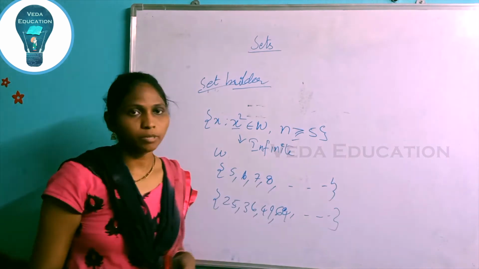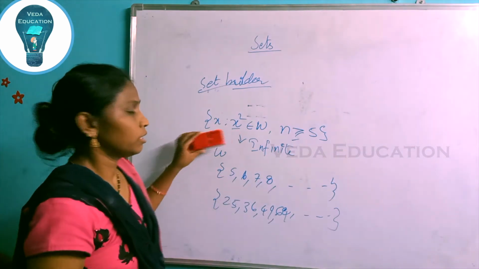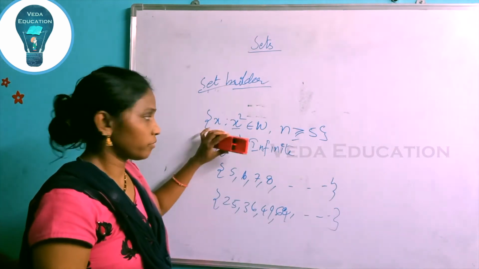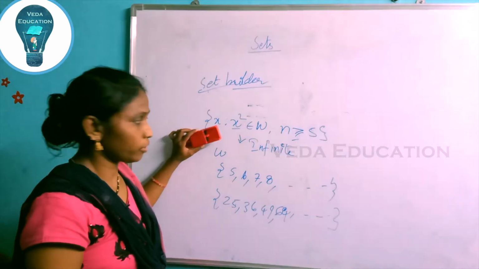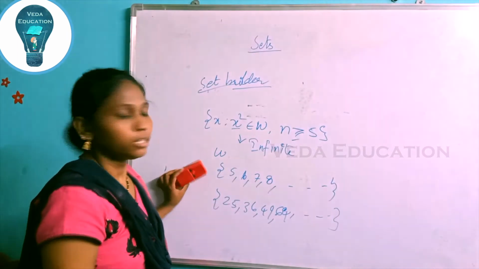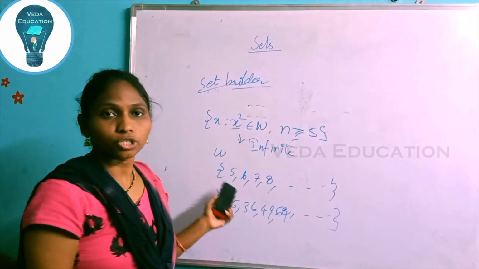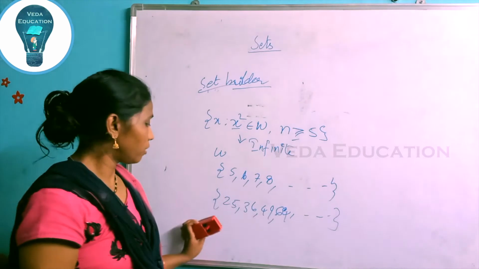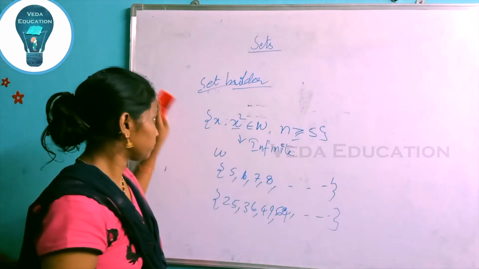Got it? When set builder form is given to us, first read that set builder form equation, which equation they given to us and what is the condition they given to us. First look at here and after that convert into a roster form. Then we will understand whether it is a finite or infinite set.